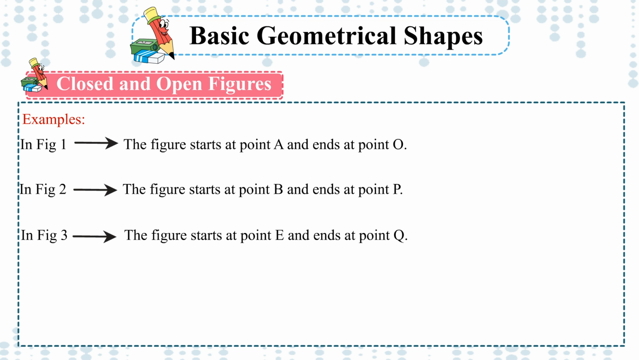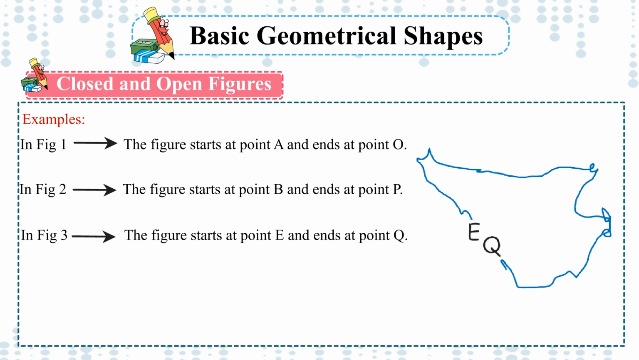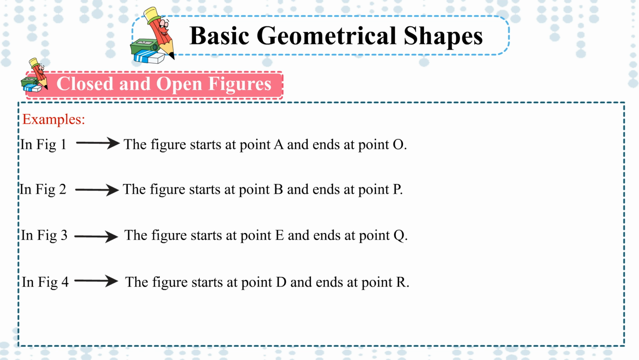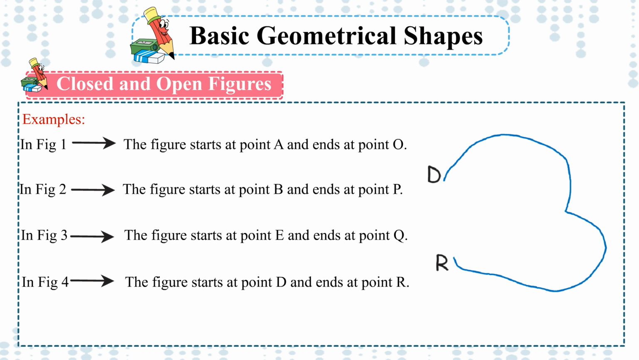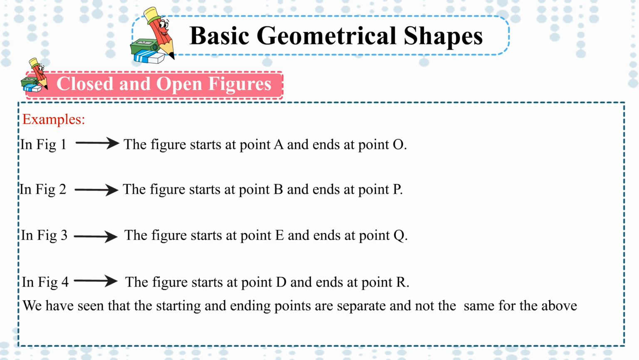In Figure 3, the figure starts at point E and ends at point Q. In Figure 4, the figure starts at point D and ends at point R. We have seen that the starting and ending points are separate and not the same for the above figures. These types of figures are called open figures.